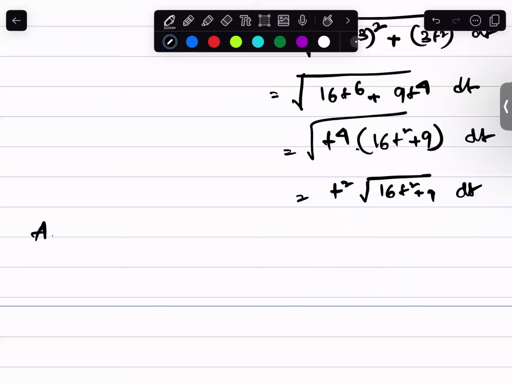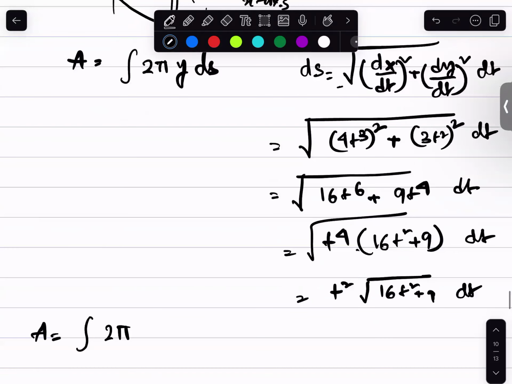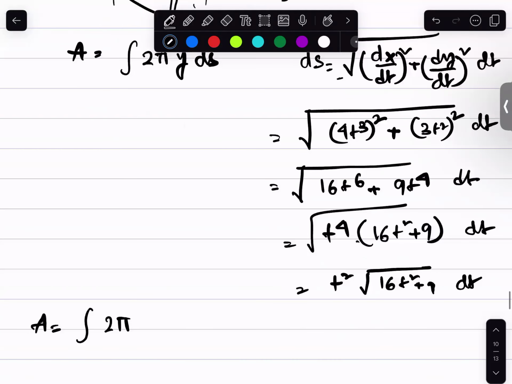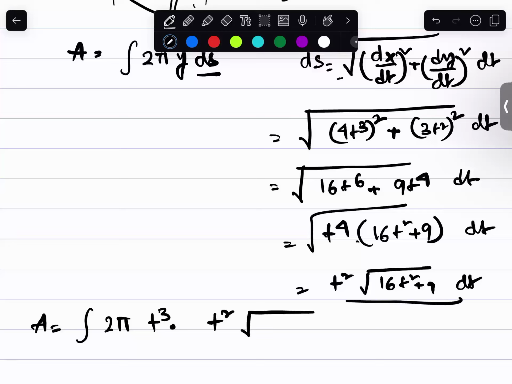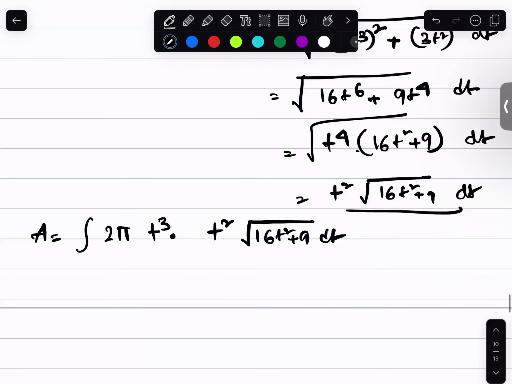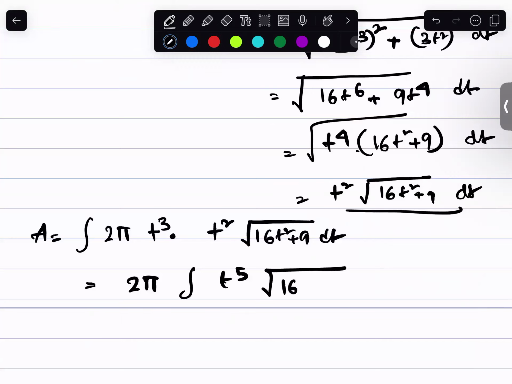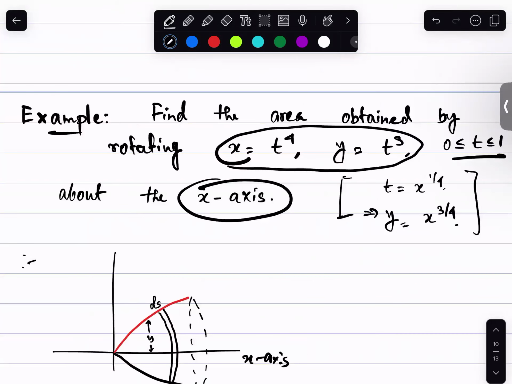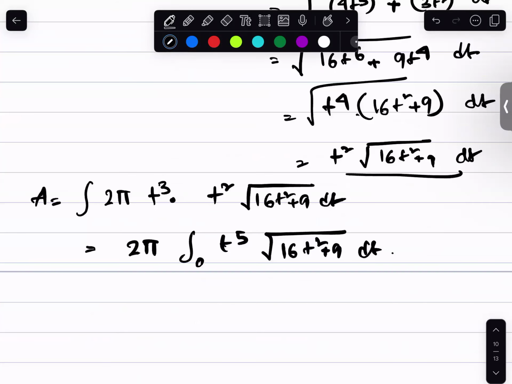Now let us put that expression in our formula. Then I'll get 2 pi. What is y? y is t cubed. So t cubed will be there, and there will be ds, but ds is this, so therefore I'll get t squared times square root of 16 t squared plus 9 dt. Okay, a little bit scary expression. So this will be 2 pi t to the 5 square root of 16 t squared plus 9 dt. And now t is varying from 0 to 1. So the limits will be from 0 to 1 as well.